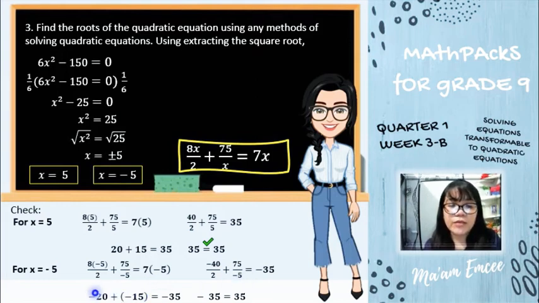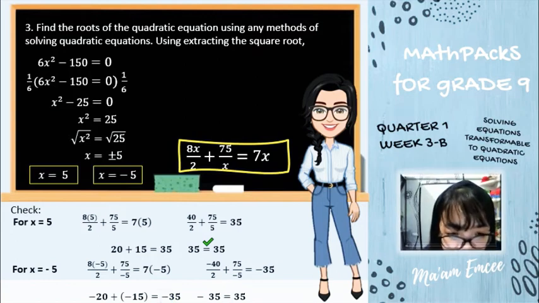Now, is negative 20 plus negative 15 equal to negative 35? Notice that negative 20 and negative 15 are both negative. They have the same sign. So the rule says you need to add them and follow their common sign. So 20 plus 15 is equal to 35. We copy their common sign, which is negative. That is why we have negative 35. So negative 35 is equal to negative 35.